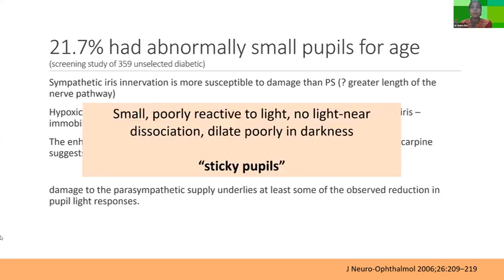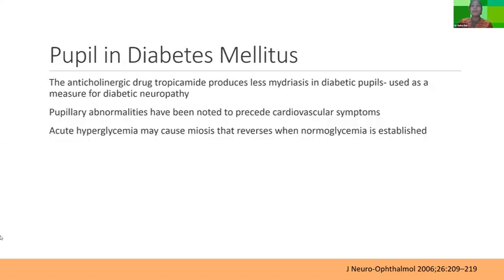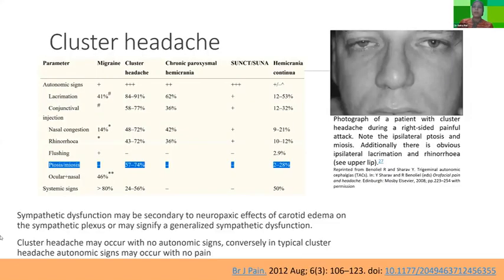So these are small, poorly dilated, poorly reactive pupils to light. They don't have much light-near dissociation. They dilate poorly even in the dark, and these are often called sticky pupils. The anticholinergic drugs like tropicamide produce less mydriasis in such diabetic pupils, and this is also used as a marker for diabetic neuropathies. The pupillary abnormalities have been noted to precede the cardiovascular symptoms, and acute hyperglycemia can also cause miosis, which reverses when normoglycemia is achieved.